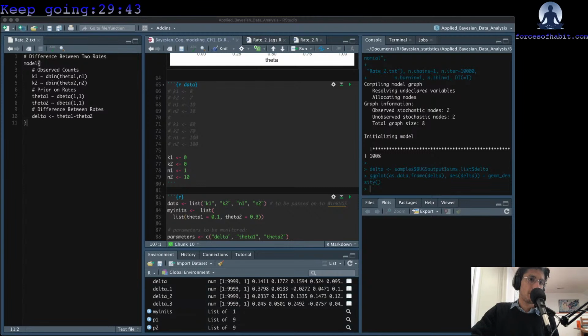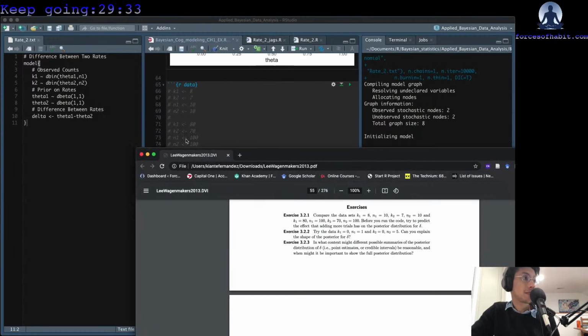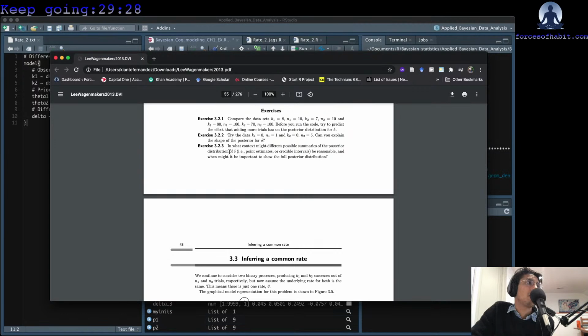So we're basically out of time today. I mean, we really didn't cover that much ground. But since this is the last question in a series of questions, we'll go ahead and do it. So it says, in what context might different possible summaries of distributions of this difference parameter be reasonable, and what might be important to show? When might it be important to show the full posterior distribution?